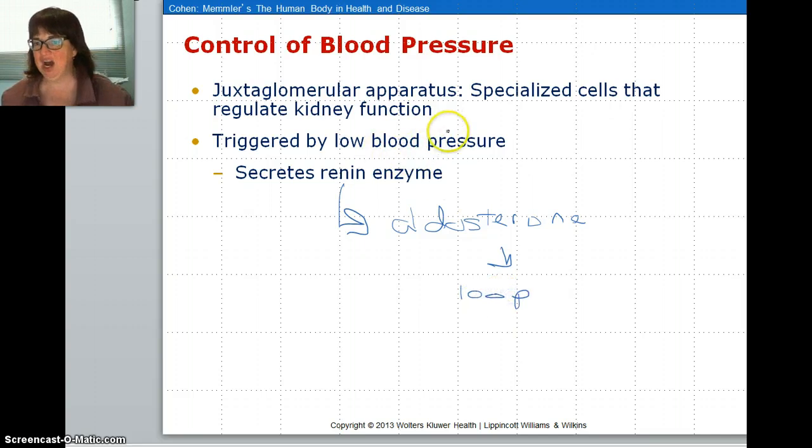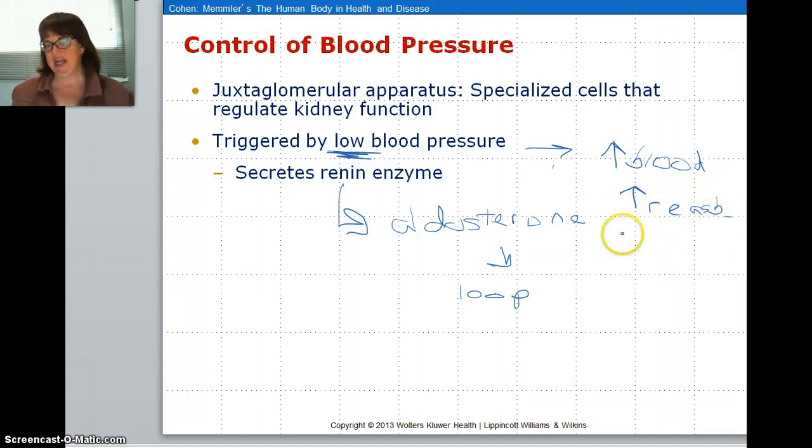If you have a low blood pressure, not enough volume. So what you want to do is a process that will increase blood volume. So if you increase blood volume, you need to increase reabsorption. Okay? You're going to increase reabsorption. Now think of that, and then it's easier to figure out what aldosterone will do. Aldosterone will increase the absorption of water, and that's where the loop of Henle comes into play.